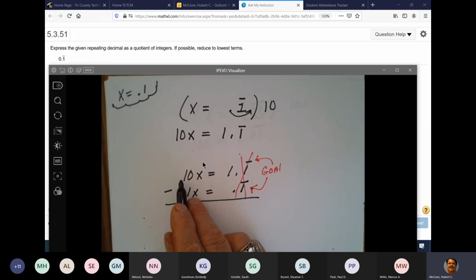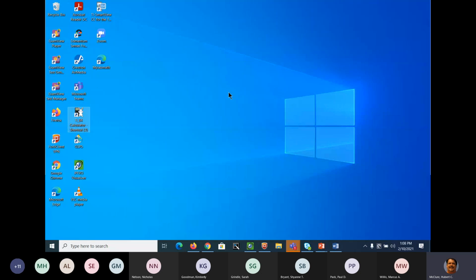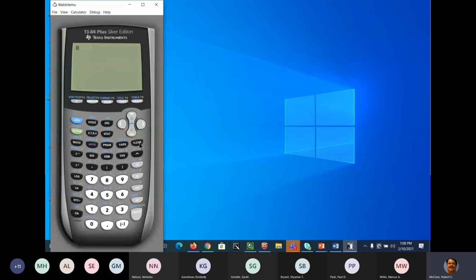10 minus 1 is 9x is equal to 1, and divide by 9, x is equal to 1/9. Now somebody take your handy dandy calculator out, and this is how you check it. I'm going to get mine. You do 1 divided by 9. Look there. What's the answer? 0.1 doing what? Repeating. Yep. And that's how you check it.